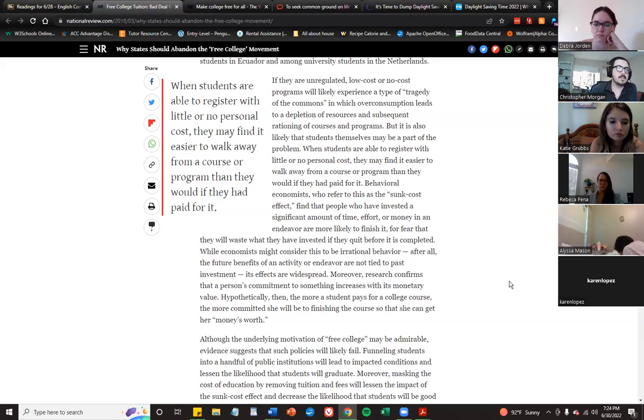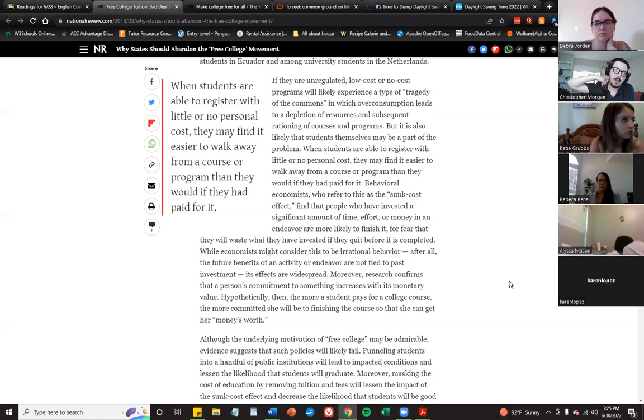While economists might consider this to be irrational behavior, after all, the future benefits of an activity or endeavor are not tied to past investments, its effects are widespread. Moreover, research confirms that a person's commitment to something increases with its monetary value. Hypothetically, then, the more a student pays for a college course, the more committed she will be to finishing the course so that she can get her, quote, money's worth.